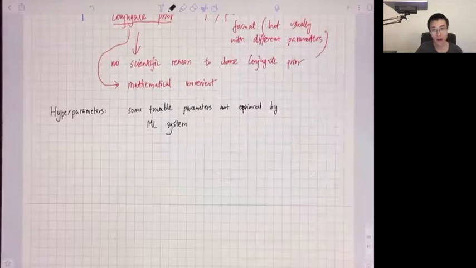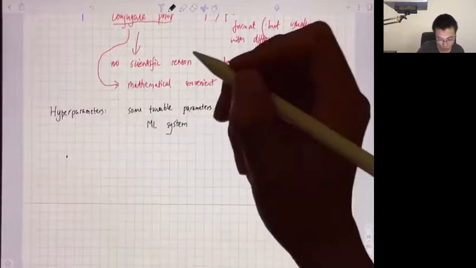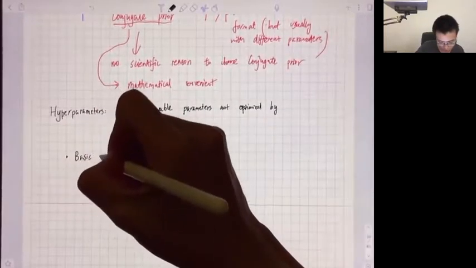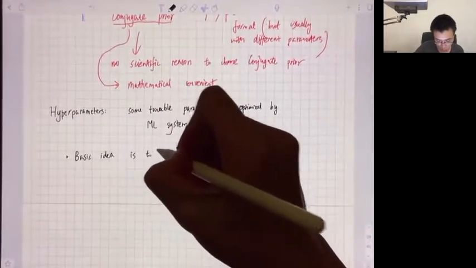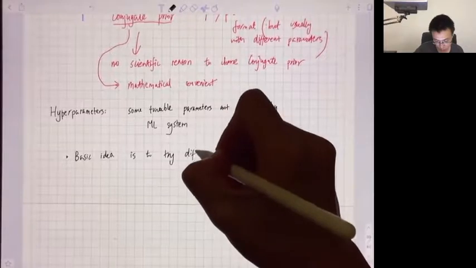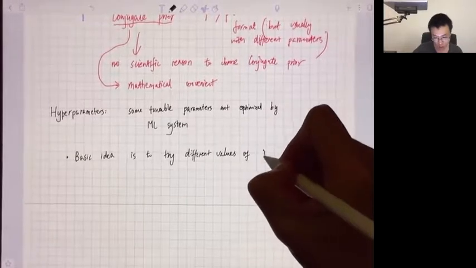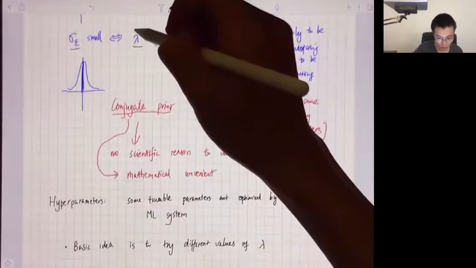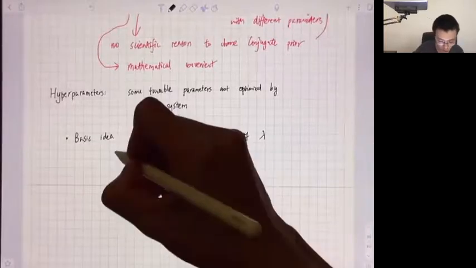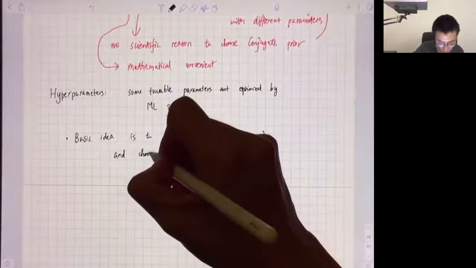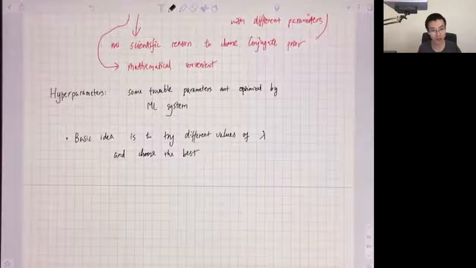So the methodology of tuning a hyperparameter is try it and see whether it works well. So the basic idea is to try different values of, maybe I just call it lambda, okay? I just call it lambda here. Try different values of my hyperparameter and choose the best. It's the very naive idea, right?